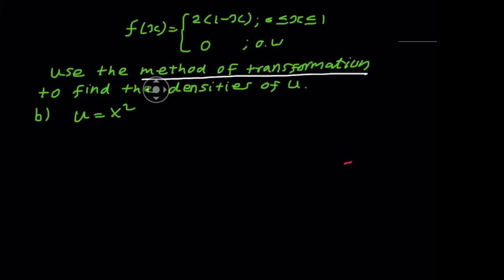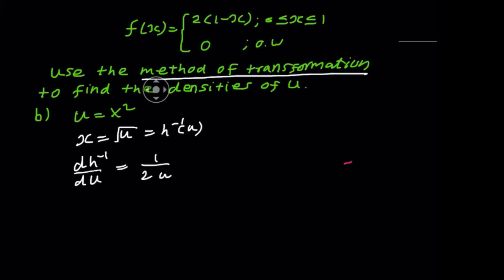Part B is u equals x to the power 2. So the first step, find the inverse function. So x equals root u. This is h inverse u. So next, get the derivative of h inverse with respect to u. That should be 1 over 2 root u.